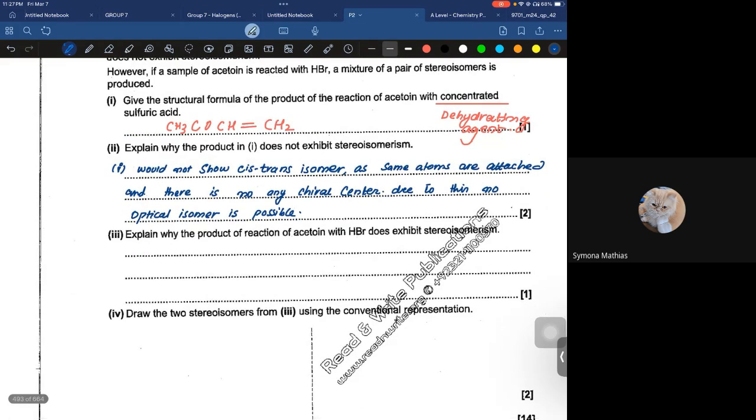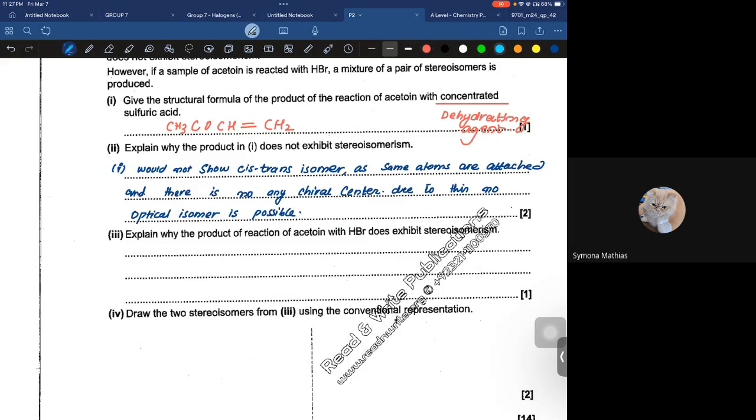why the product of reaction of acetone with HBr does exhibit stereoisomerism. तो आप इसका एक काम करो. You are supposed to do the reaction of this acetone with HBr, and the product is going to give you the stereoisomerism. तो सिस ट्रांस तो नहीं देगा because you would not be having double bond. Okay, double bond तो खत्म हो जाएगा ना. So then we have to see, we have to mention the chiral center. Okay, so let's see. मैं उसका रिएक्शन करवा रहा हूँ किसके साथ, HBr के साथ.